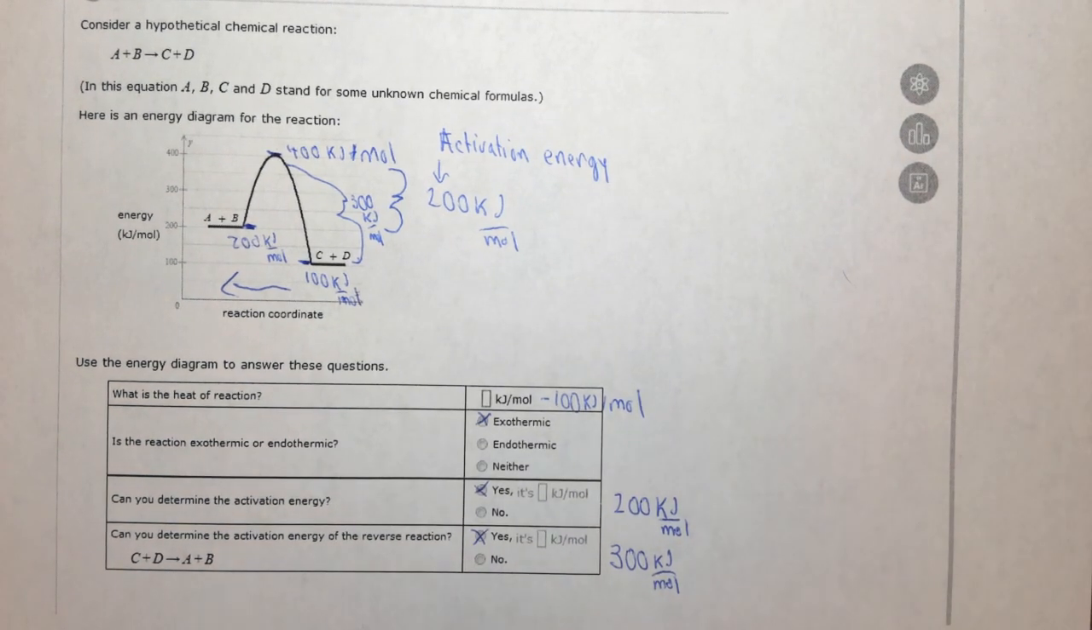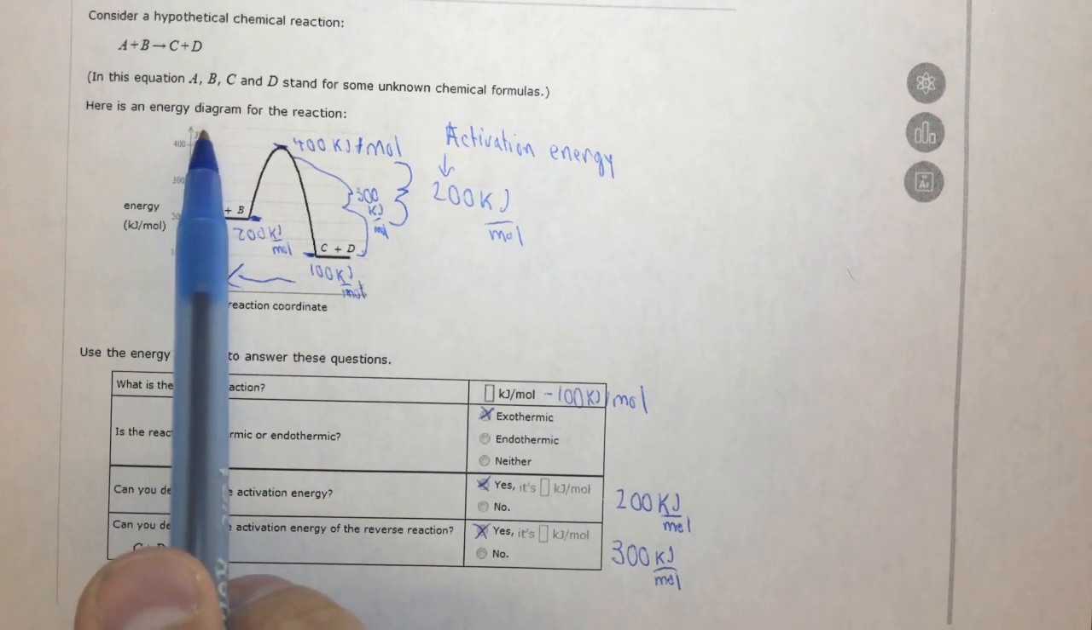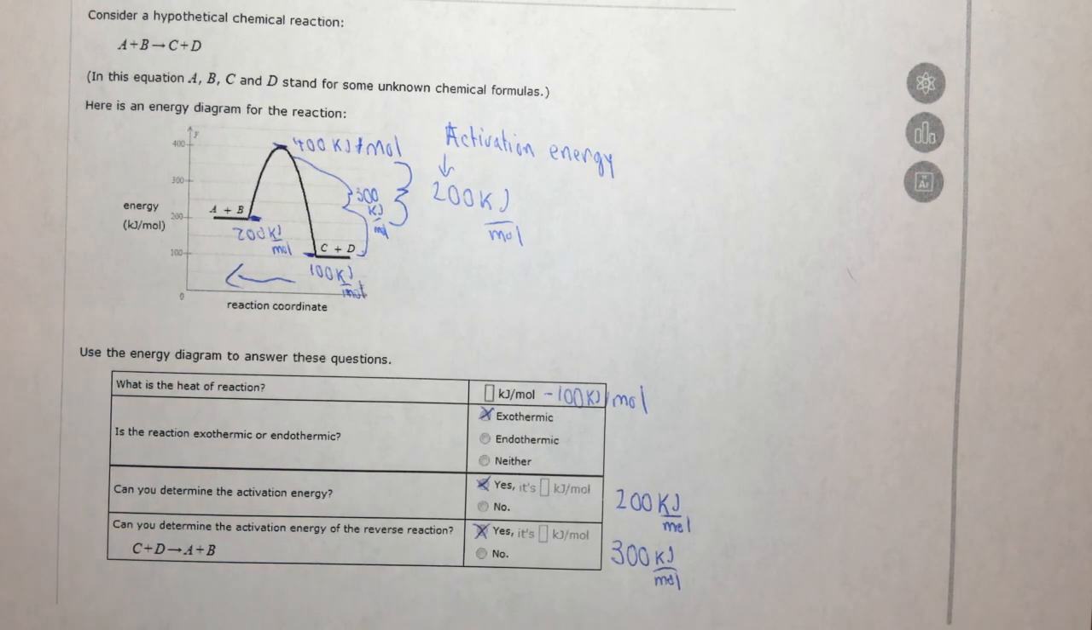So again, interpreting these reaction coordinate diagrams, or energy diagrams, is very, very important for many forms of chemistry where we study chemical reactions.